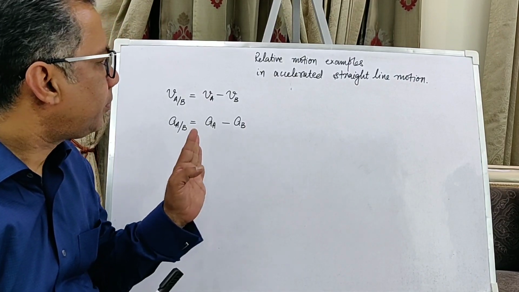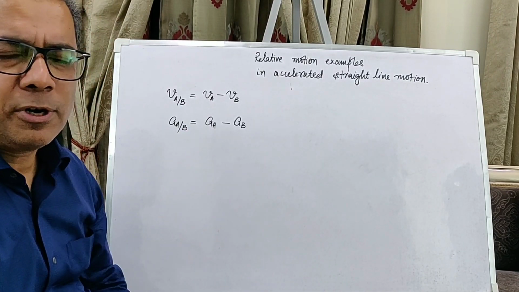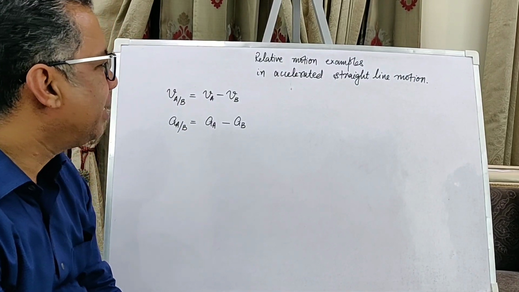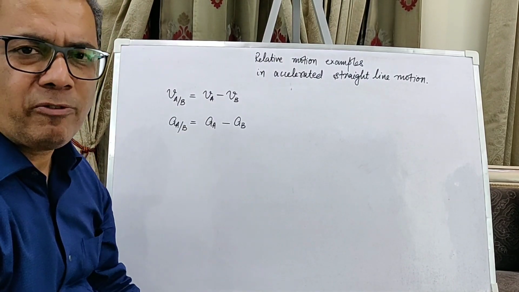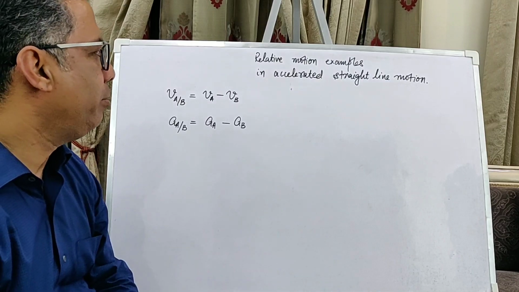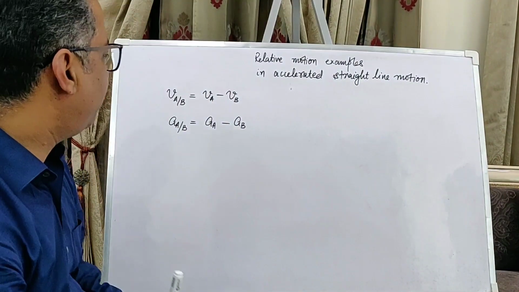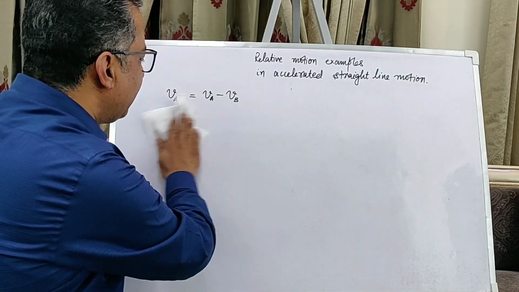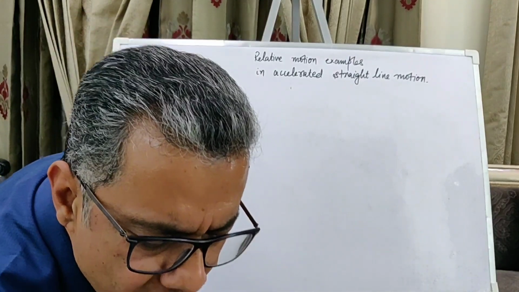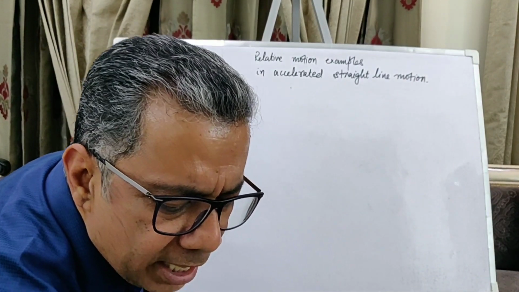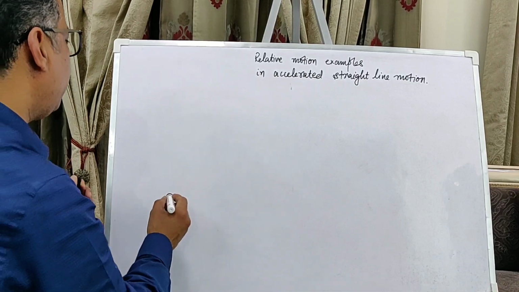So we'll be using relative motion concept as a tool for solving a couple of problems, and you will then start to understand how much easier problem solving becomes once we use the concepts of relative motion. So let's take up a fairly simple problem to start with. We'll be taking up an example of vertical straight line motion.